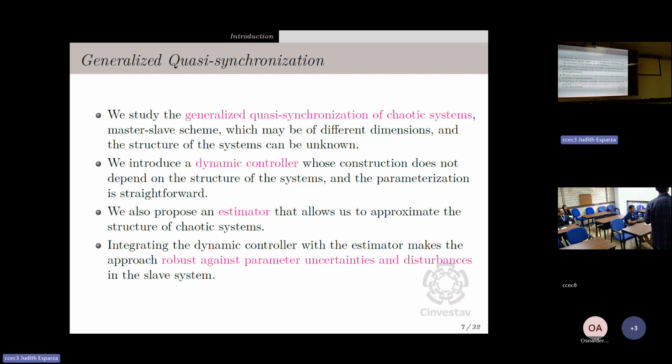And what are the main results? We achieve the quasi-synchronization by a dynamic controller. The dynamic controller's construction does not depend on the structure of the system, and the parameterization of the whole controller is straightforward. We also propose an estimator that allows us to approximate the structure of quadratic systems, and along with the dynamic controller, we give a proposal that is robust against parameter uncertainties and disturbance.